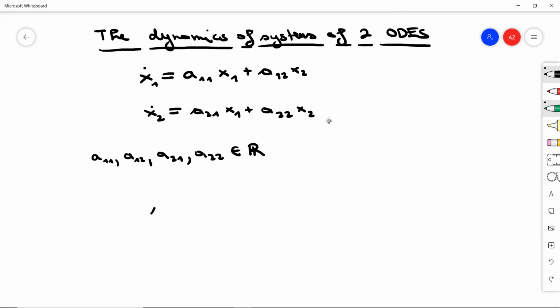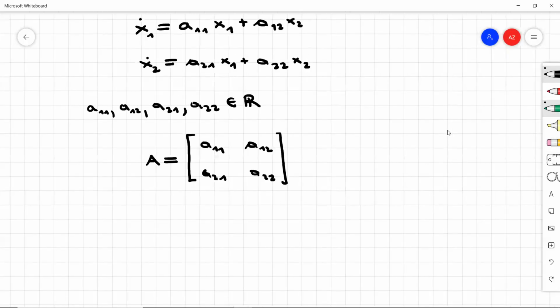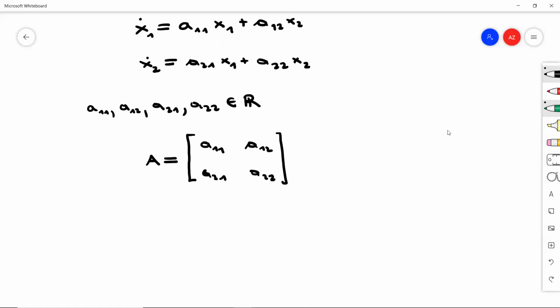As we said, it's convenient to introduce this matrix A, the matrix of coefficients. That's why they have indices 1,1, 1,2, 2,1, 2,2. Otherwise, we could have a1, a2, a3, a4. But to be more consistent with this matrix notation, we use double indices. So a11 and a12, then a21 and a22. So this is our matrix.